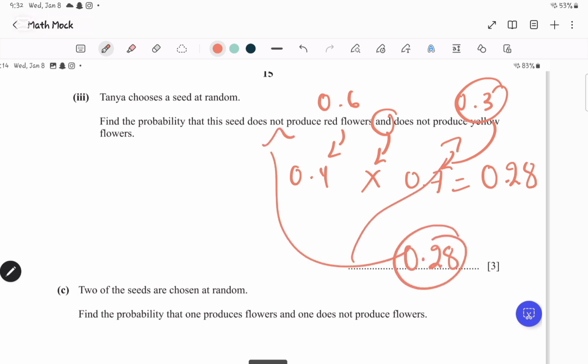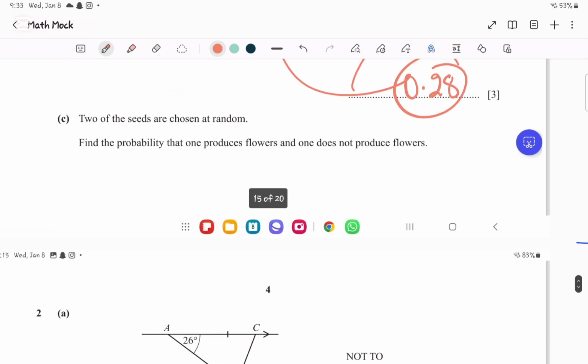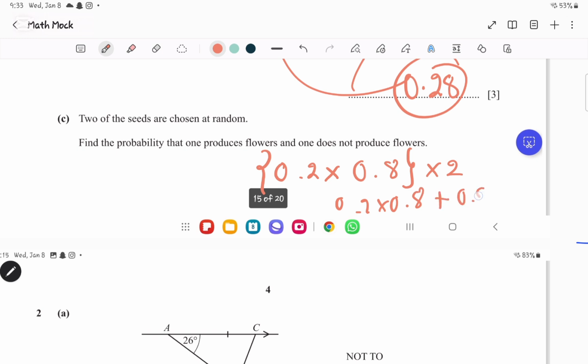However, if they told us "or", we are not going to put times, but we are going to put plus. But here they told us "and", so we are going to put times. Part C. 2 of the seeds are chosen at random. Find the probability that one produces flowers and one does not produce flowers. Very simply, it is the probability of not producing, 0.2, times the probability of producing, 0.8. Now all of it multiplied by 2, because it can be 0.2 times 0.8, or, which means plus, 0.8 times 0.2. No need for the plus, just do times 2.